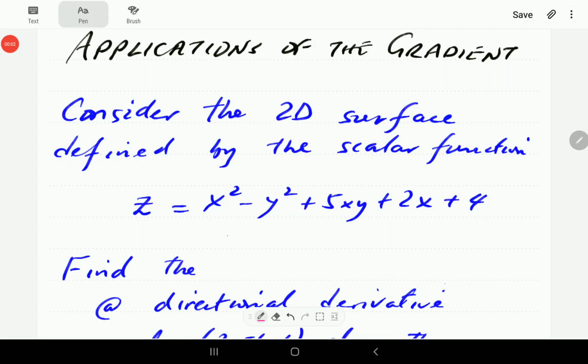Okay, in this video, we're going to look at some applications of the gradient vector operator. In particular, we're going to consider a two-dimensional surface defined by the scalar equation z equals x squared minus y squared plus 5xy plus 2x plus 4.